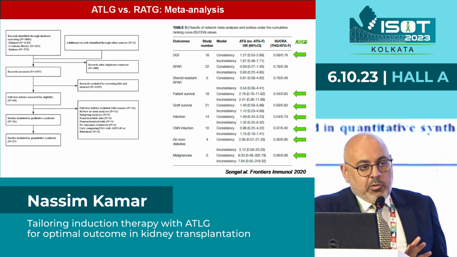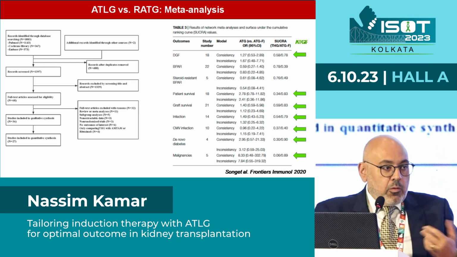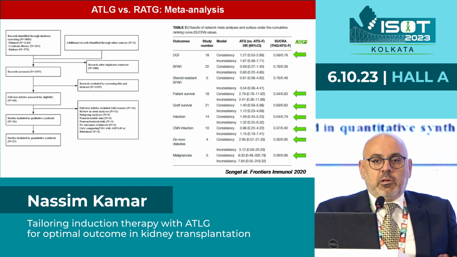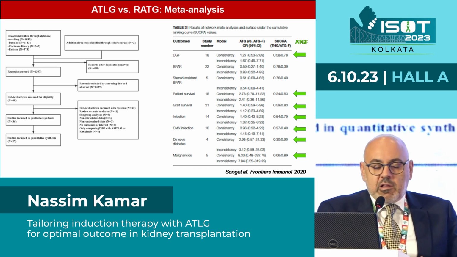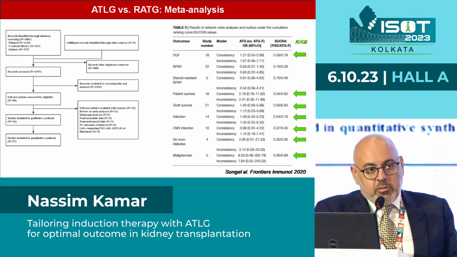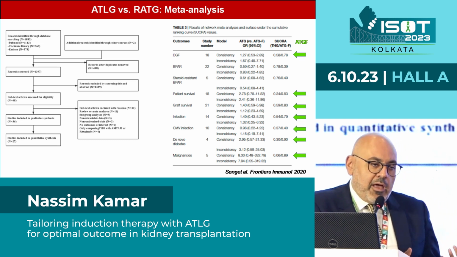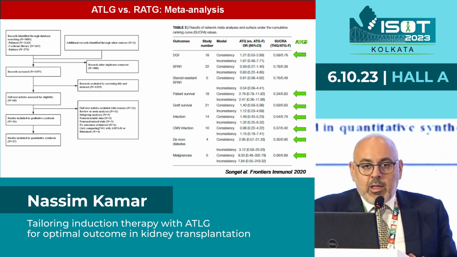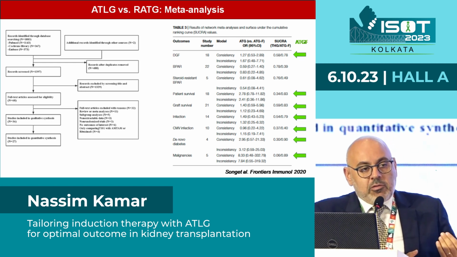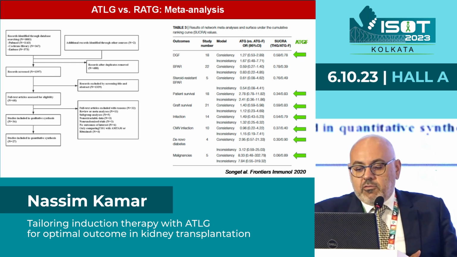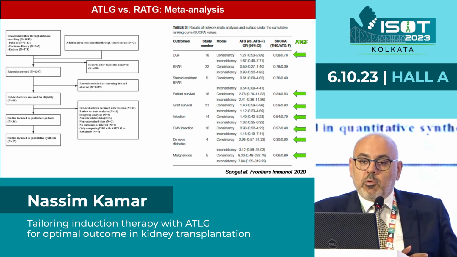So when we discuss polyclonal antibodies, it's ATLG or thymoglobulin. There is no head-to-head comparison between both polyclonal antibodies. There are some meta-analyses. This is one meta-analysis published in 2020, and they tried to include all the criteria, with all the biases that a meta-analysis can have. They observed a trend to less delayed graft function, better patient survival, better graft survival, and less infection in patients receiving ATLG compared to patients receiving thymoglobulin.